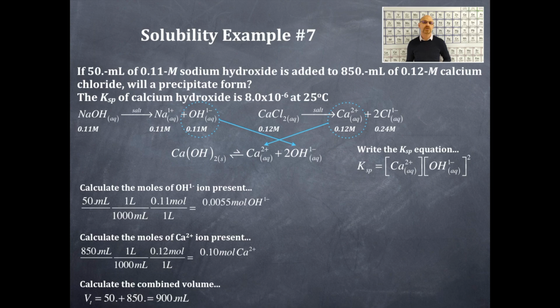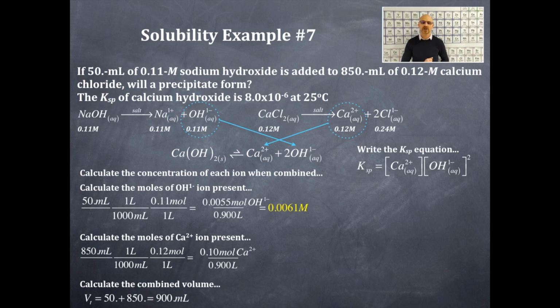So in order to get the concentration of the hydroxide and the calcium ion, I'm going to take the moles of both and divide by the volume total, which is right there. I'm going to convert that milliliters into liters. Super simple. Okay, so I'm going to get that concentration of each of the ions when they are combined. So I'm going to divide by 0.9 liters, 0.9 liters for both. My new hydroxide ion concentration is 0.0061 molar. My new calcium ion concentration is 0.11 molar.